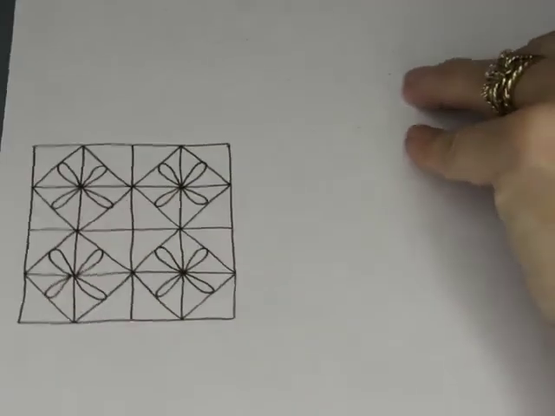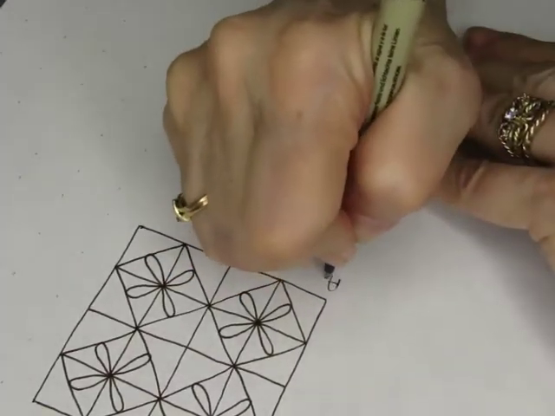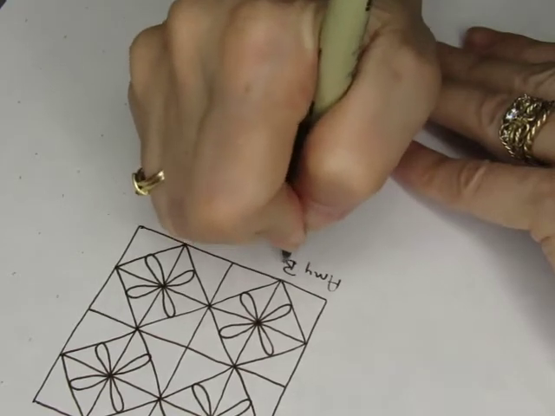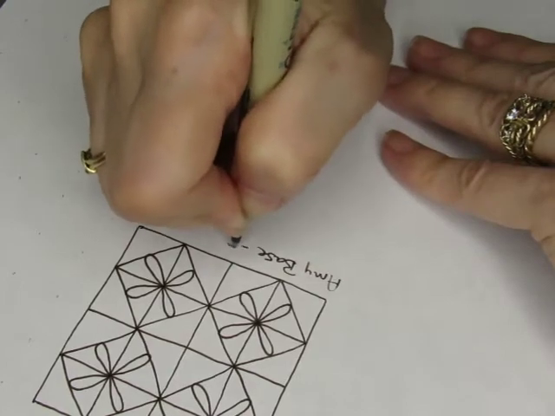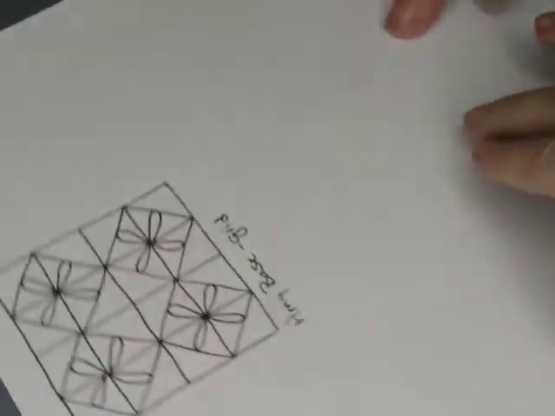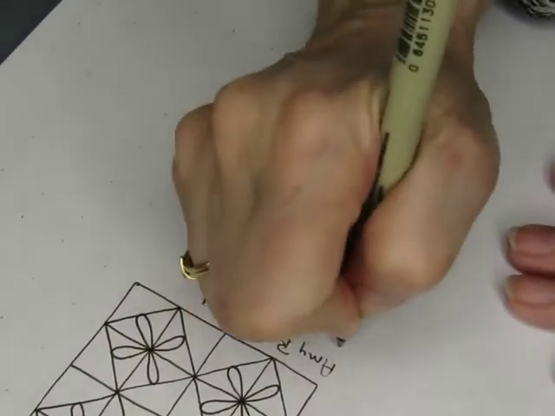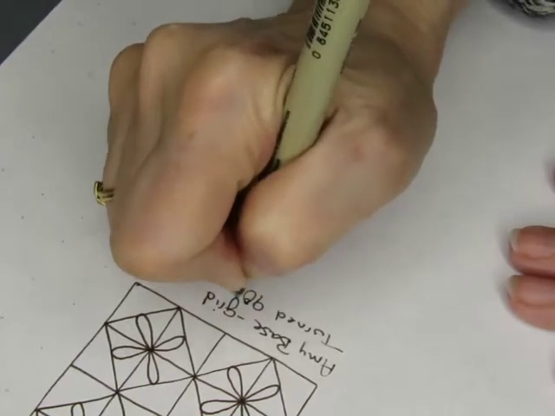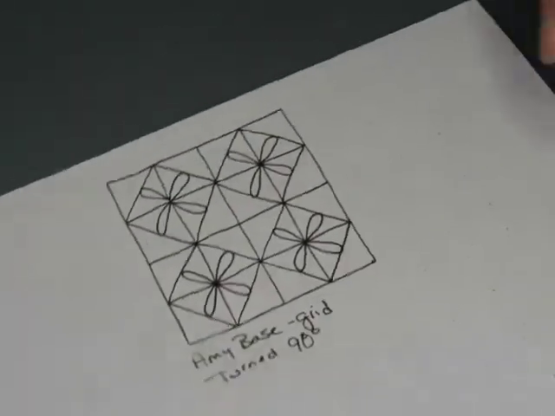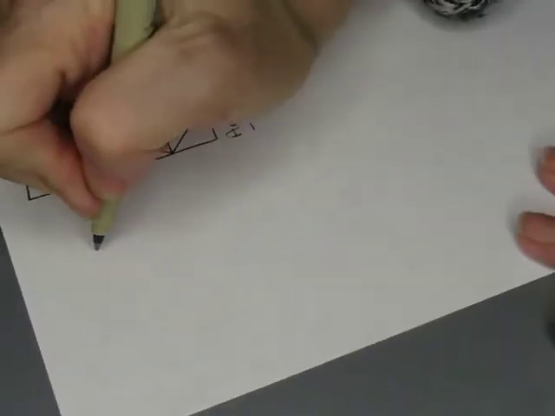Okay, so that's what Amy base on a regular grid looks like. Amy base on a regular grid, 90 degrees. Turn 90 degrees, right? Just turn it, turn it, turn it, turn it. This is the base pattern here.